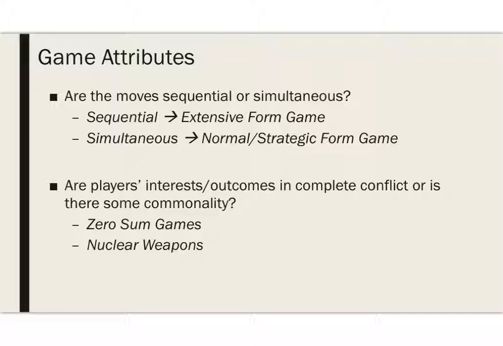Other aspects of the game that we'll need to pay attention to are the players' interests: are outcomes in conflict, or is there some common ground? So zero sum games are when if I gain, you have to lose, and if you gain, I have to lose. So we're in complete conflict. There's no mutual self interest, anything like that. Nuclear weapons, on the other hand, there's absolutely some common ground there, where not using them is beneficial for everyone involved. So, we'll use these games as need arises.